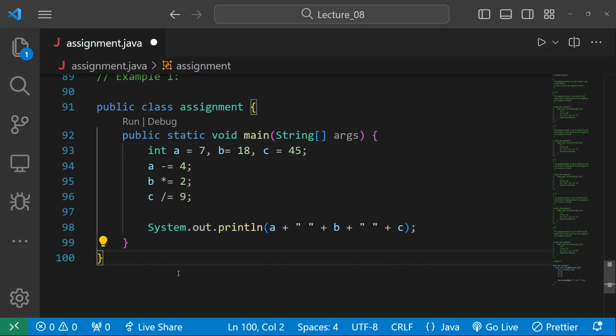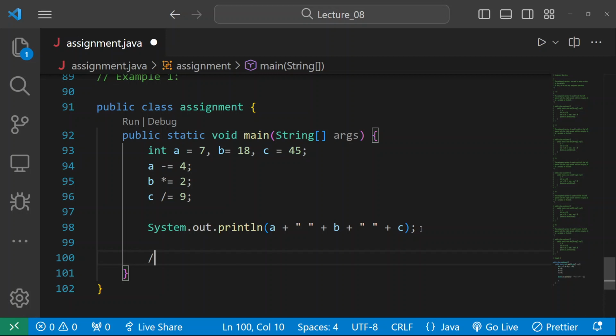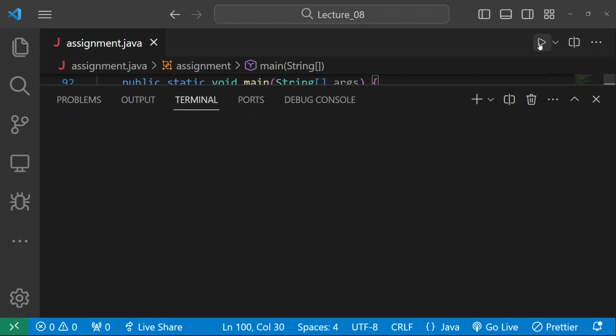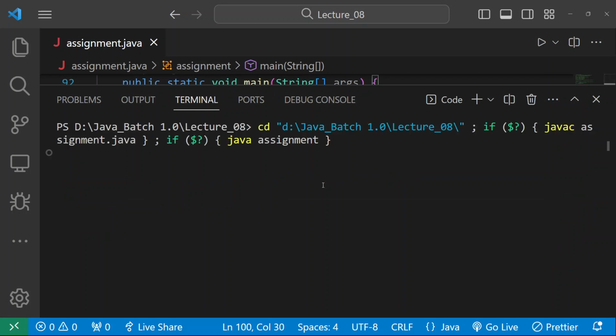A equal to 3, B equal to 36, and C equal to 5. Okay, so a equal to what? Can you repeat? A equal to 3. Okay. B equal to 36, yeah. C equal to 5. Yes. So what is your name? Ashwini. Okay, let me check whether Ashwini is right or not. Yeah, Ashwini, you are absolutely right.